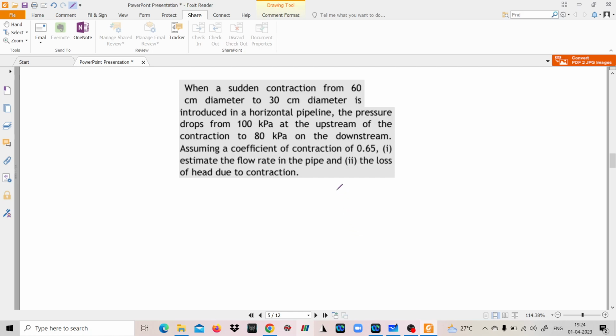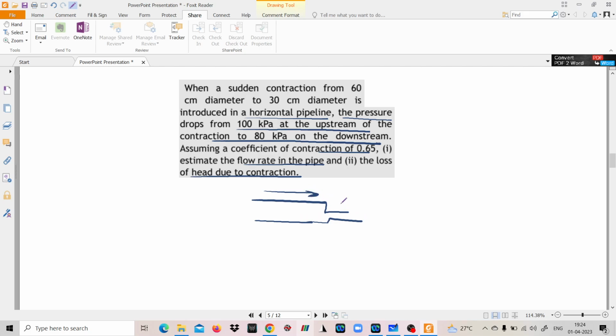When a sudden contraction from 60 centimeter diameter to 30 centimeter diameter is introduced in a horizontal pipeline, the pressure drops from 100 kilopascal at the upstream of the contraction to 80 kilopascal on the downstream. Now if you assume a coefficient of contraction of 0.65, you have to estimate the flow rate in the pipe and the loss of head due to contraction. So basically there is a contraction, this is the flow direction, contraction from 60 centimeter dia to 30 centimeter dia.